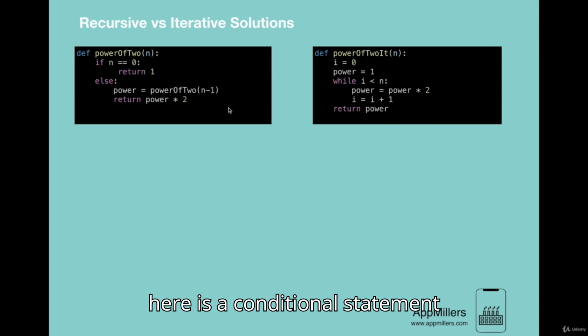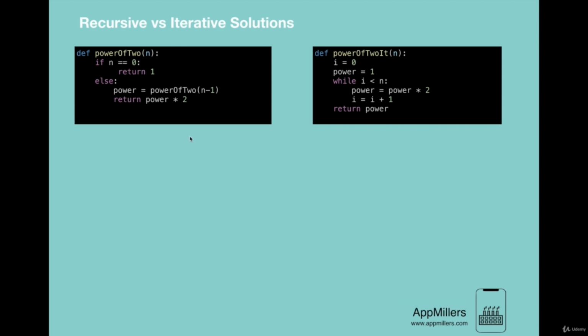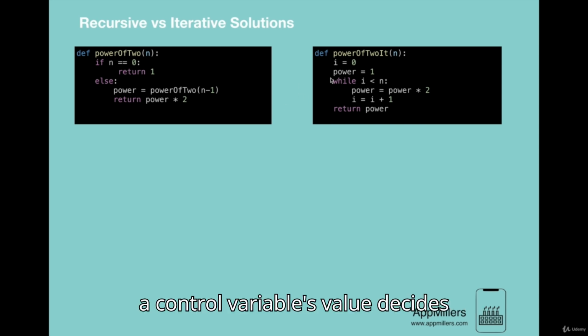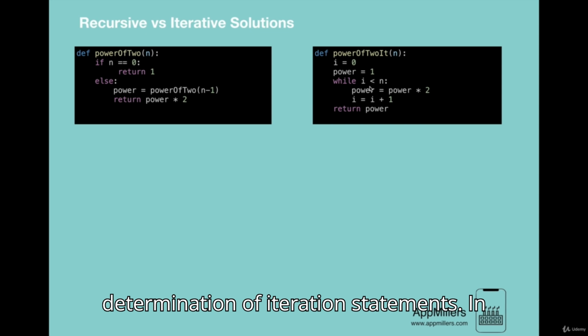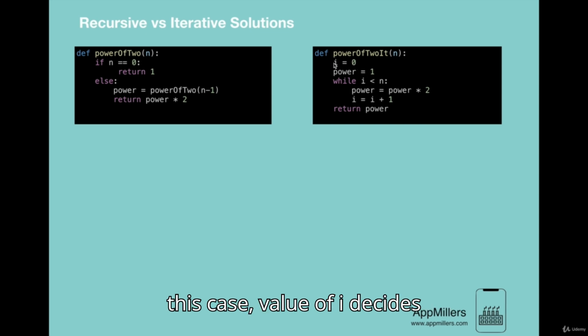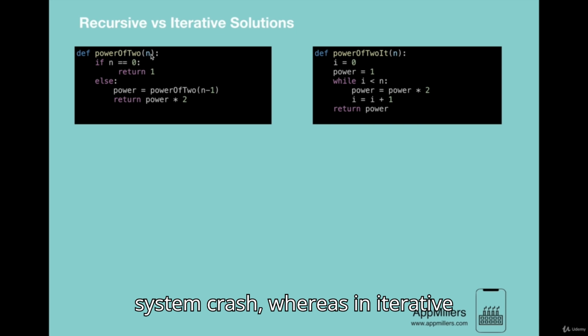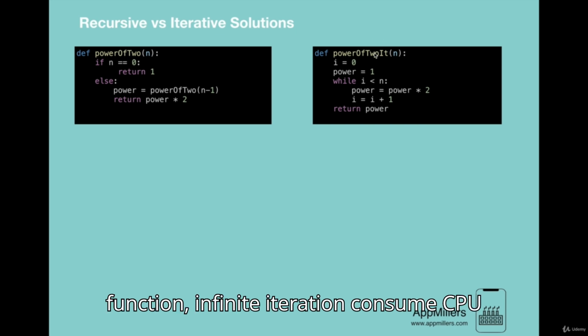The second point here is that a conditional statement decides the termination of recursion, while a control variable's value decides the termination of iteration statements. In this case, the value of i decides the termination. Here in recursive function, infinite recursion can lead to system crash, whereas in iterative function, infinite iteration consumes CPU cycles.